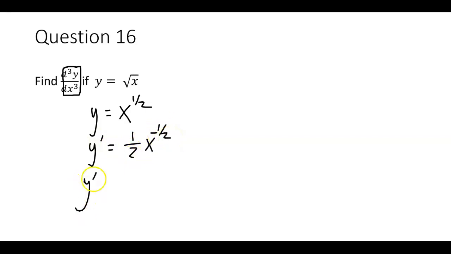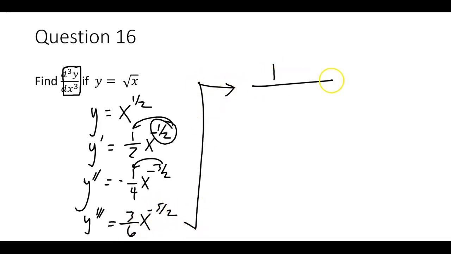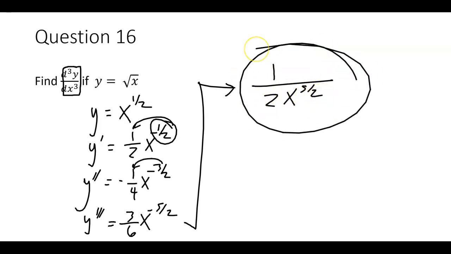Now I'm going to find my second derivative. Multiply that half times that half, and you get -1/4. And then subtract 1 from the power again, and you get -3/2. And then one more time will get me what they're asking for, the third derivative. So multiply the power times the front, and you get +3/8 x to the -5/2. Now that can be reduced. The 3/8 can be simplified, and you can put the x to the 5/2 in the bottom like that. So that's one way that you could simplify that expression.